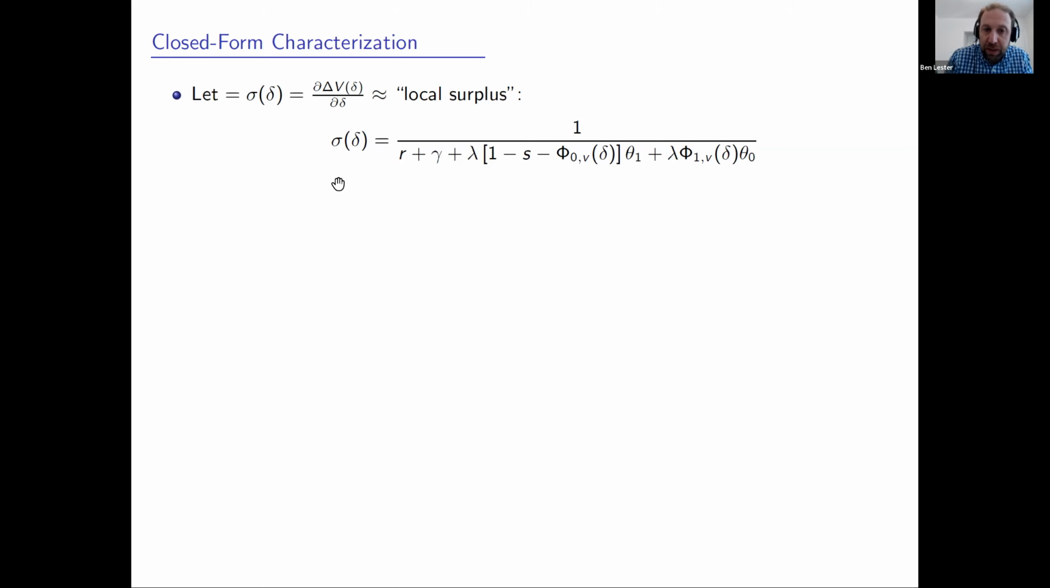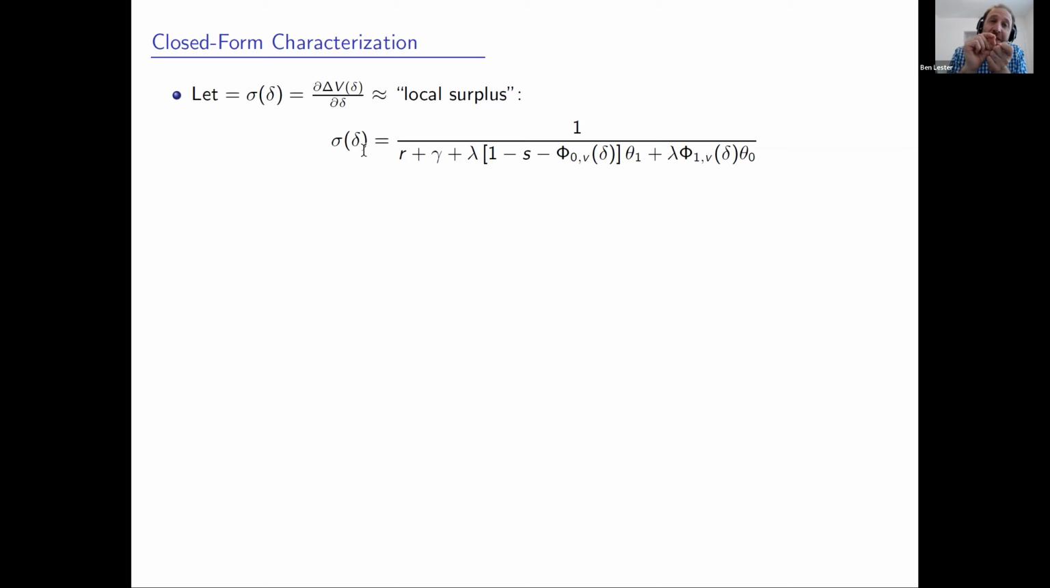And we show that it takes on this form here. So what is this thing here? This is basically like an effective discount rate. Okay, so here's the thought experiment that I want you to think about when I think about taking the derivative of the reservation value at a particular point, delta.